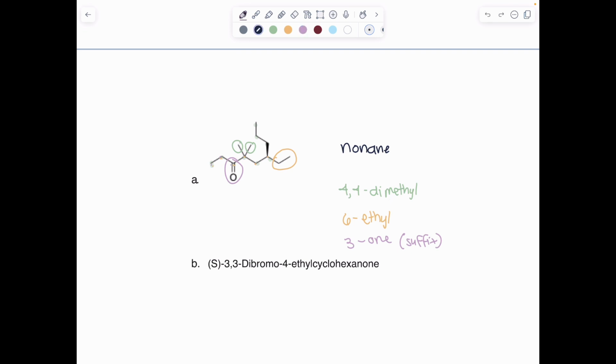So the full name is going to be 6-ethyl-4,4-dimethylnonan-3-one. Nonane, drop the E, 3-one.